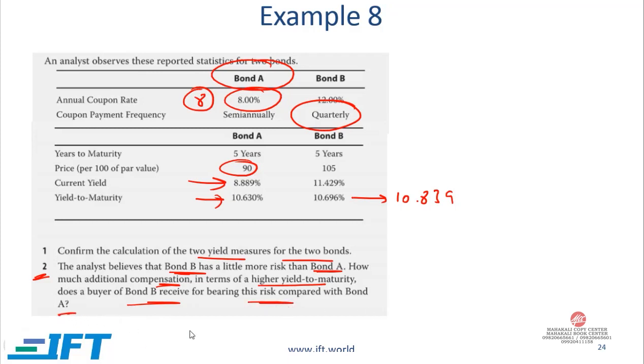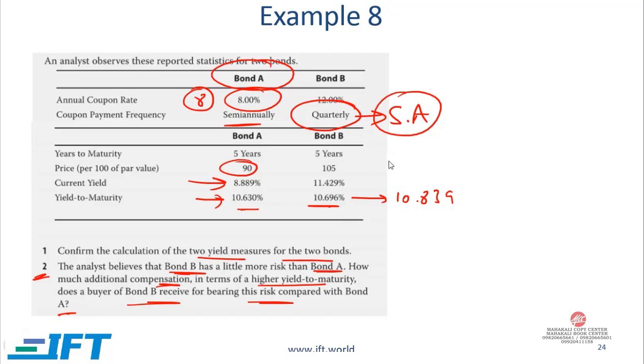The quick thing to do, and this is something that you might be tested on in the exam, would be to simply look at the difference of these two numbers. But that would not be correct because we are not comparing apples to apples. A is semi-annual, B is quarterly. What we need to do is convert quarterly into semi-annual as we did in the previous example.